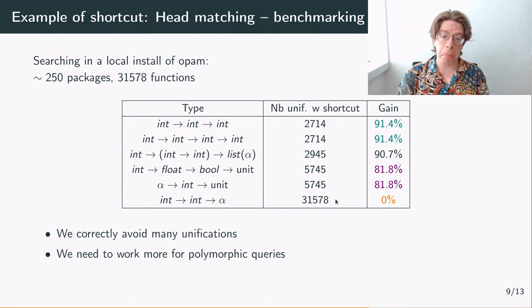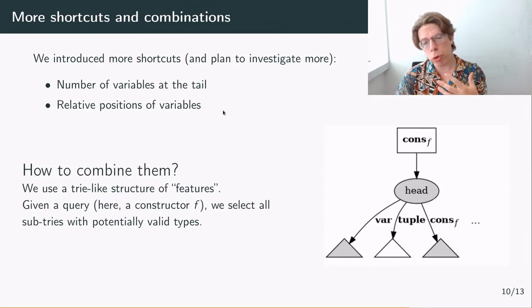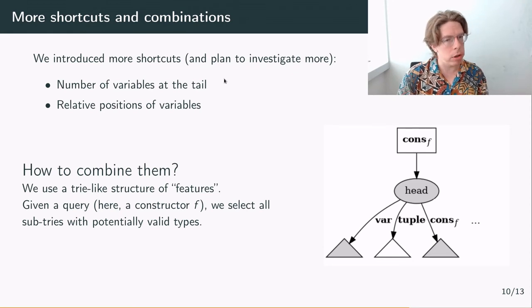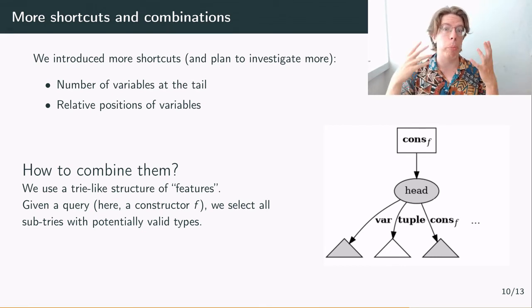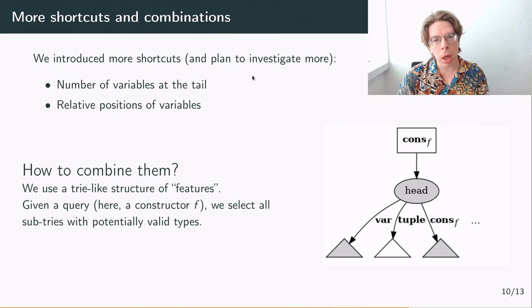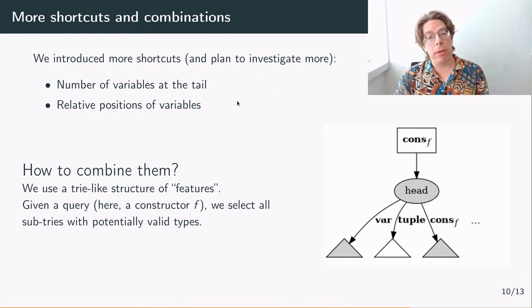So we correctly avoided many unifications in the cases that are not too polymorphic, but we need to work more for polymorphic cases. And so we have introduced more shortcuts like this, in particular some that are better at polymorphic queries. In particular, the number of variables at the tail of the function is pretty good at this. It allows us to classify polymorphic functions by how polymorphic they are, and we can cut them. And we plan to investigate and add more of these shortcuts. And now we have many shortcuts. How do we combine them?